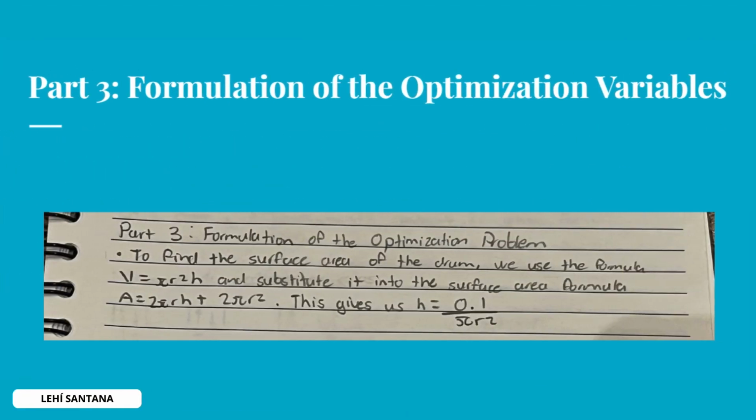Part 3, formulation of the optimization variables. To find the surface area of the drum, we use the formula volume equals pi times radius squared times height, and substitute it into the surface area formula, that is 2 pi times radius times height plus 2 pi times radius squared. This gives us height equal to 0.1 over pi times radius squared.